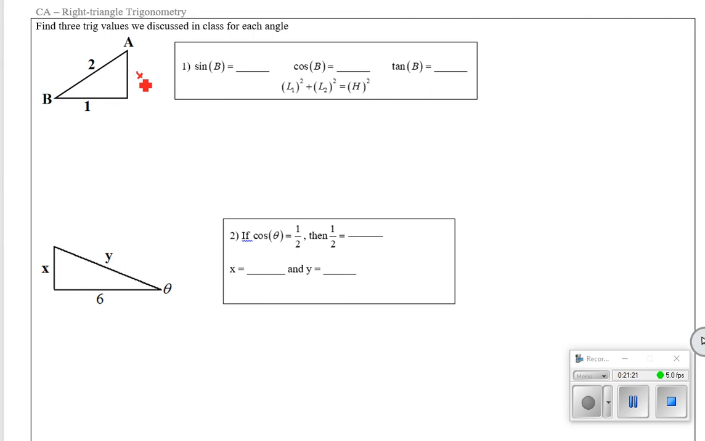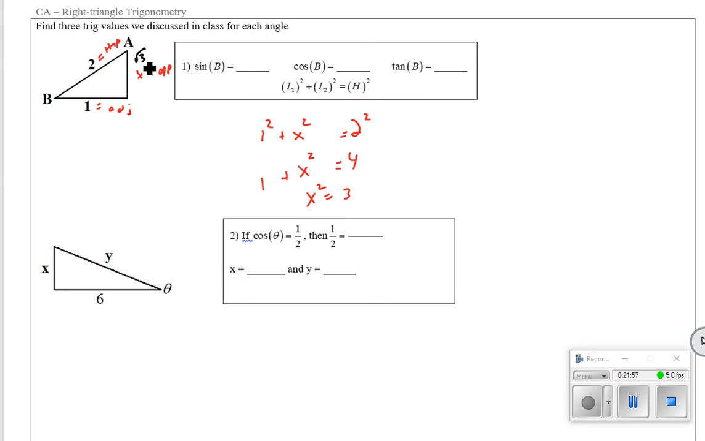For angle B, 2 is the hypotenuse, x is the opposite. That means that 1 is the adjacent. And Pythagoras tells me that the hypotenuse squared equals a leg squared plus a leg squared. So x is positive or negative square root of 3, but in terms of lengths, we're going to just say it's the square root of 3.